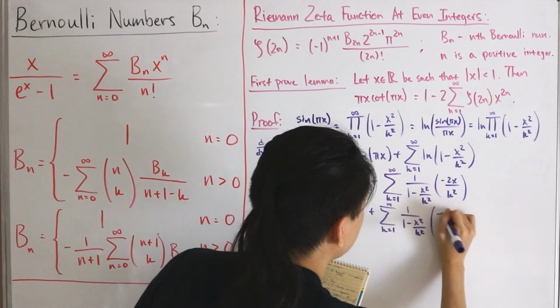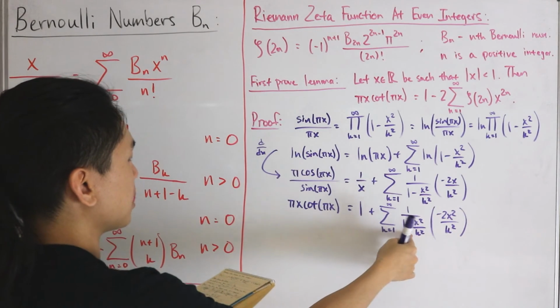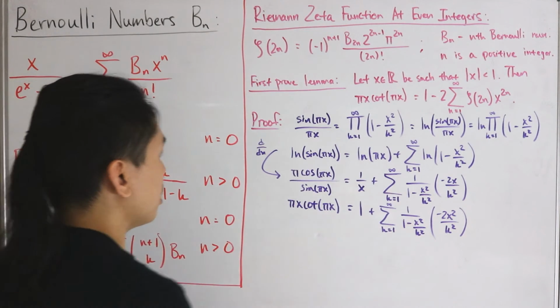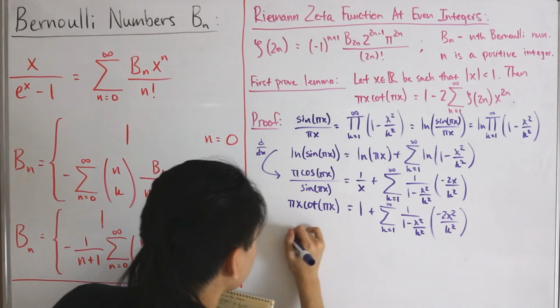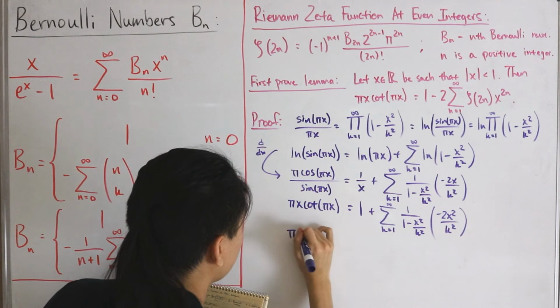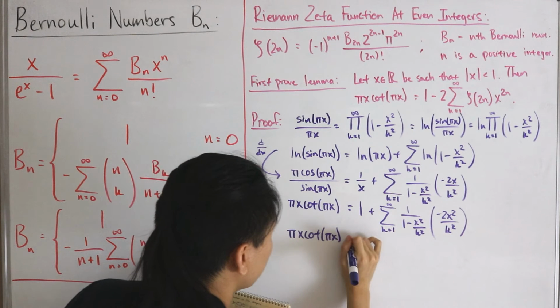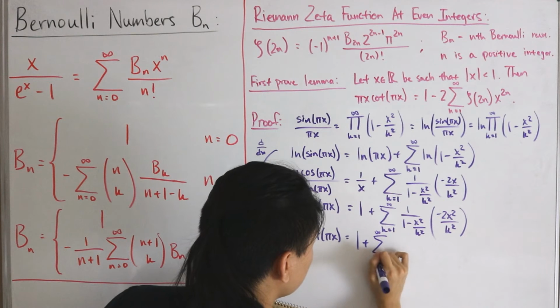And then inside this is going to be negative 2x squared divided by k squared. You'll notice that inside over here, we have that the absolute value of x is strictly less than 1. This can actually be written as a geometric series going backwards. So what we'll have is that this is actually a double sum. So pi times x times cotangent of pi x is equal to 1, and then add this with the infinite sum, k is equal to 1.